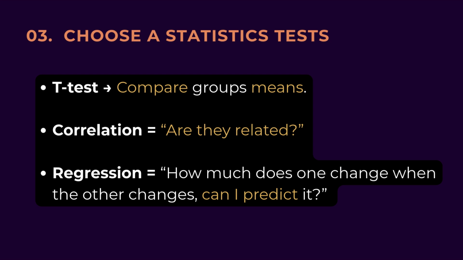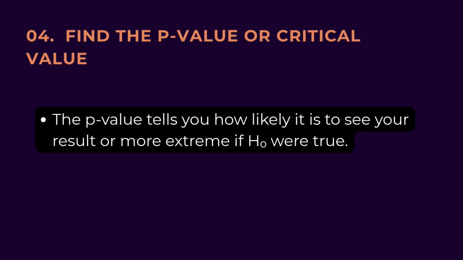We choose a statistical test based on the problem that we need to solve, based on the business question that we need to solve. A t-test answers the question of comparing group means. Correlation is for the question of whether they are related. And regression is to predict something, like how much does one change when the other changes? Can we predict it?